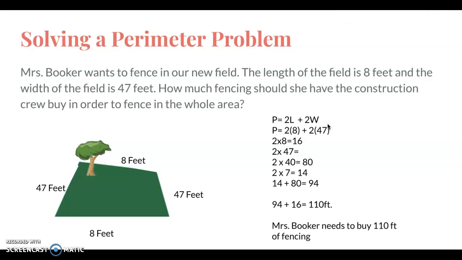So I'm using my formula P equals 2L plus 2W, and I plugged in my numbers, and then again I use the expanded form. For me, 47 feels like a big number, so I broke up 47 into 2 times 40 and 2 times 7. I added those together to get 94, and then I know 2 times 8. That's an easy fact, which is 16. So I can add 94 plus 16 to get 110 feet. Ms. Booker will need to buy 110 feet of fencing.